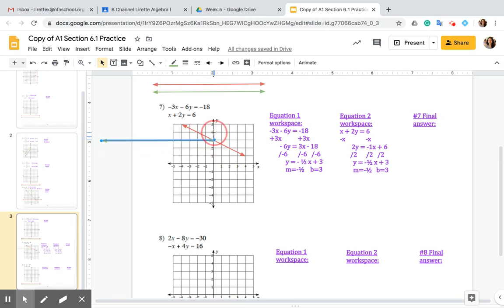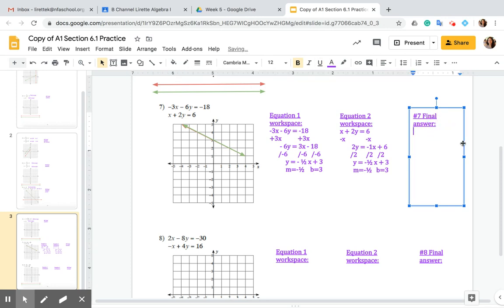I can go up 1, left 2, up 1, left 2, or I could drag the other arrow and go down 1, right 2, down 1, right 2. So as you can see, the lines end up overlapping. From our previous lesson, when that happens, they're intersecting everywhere. And they're going to intersect for infinitely many points, because those lines will extend for infinity. There's no end. That's what the arrowheads mean. So I'm going to write as my final answer, infinitely many solutions, or IMS is how I like to abbreviate it.